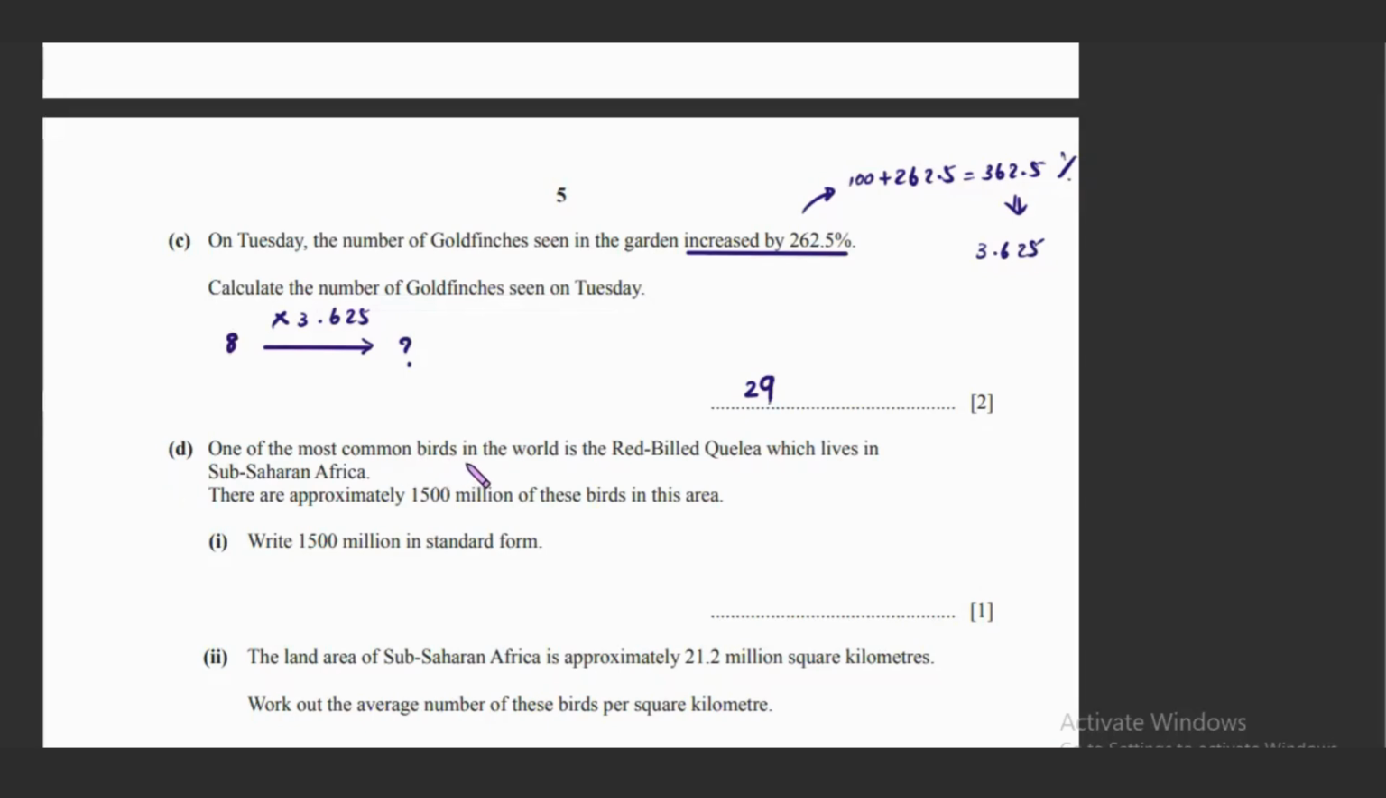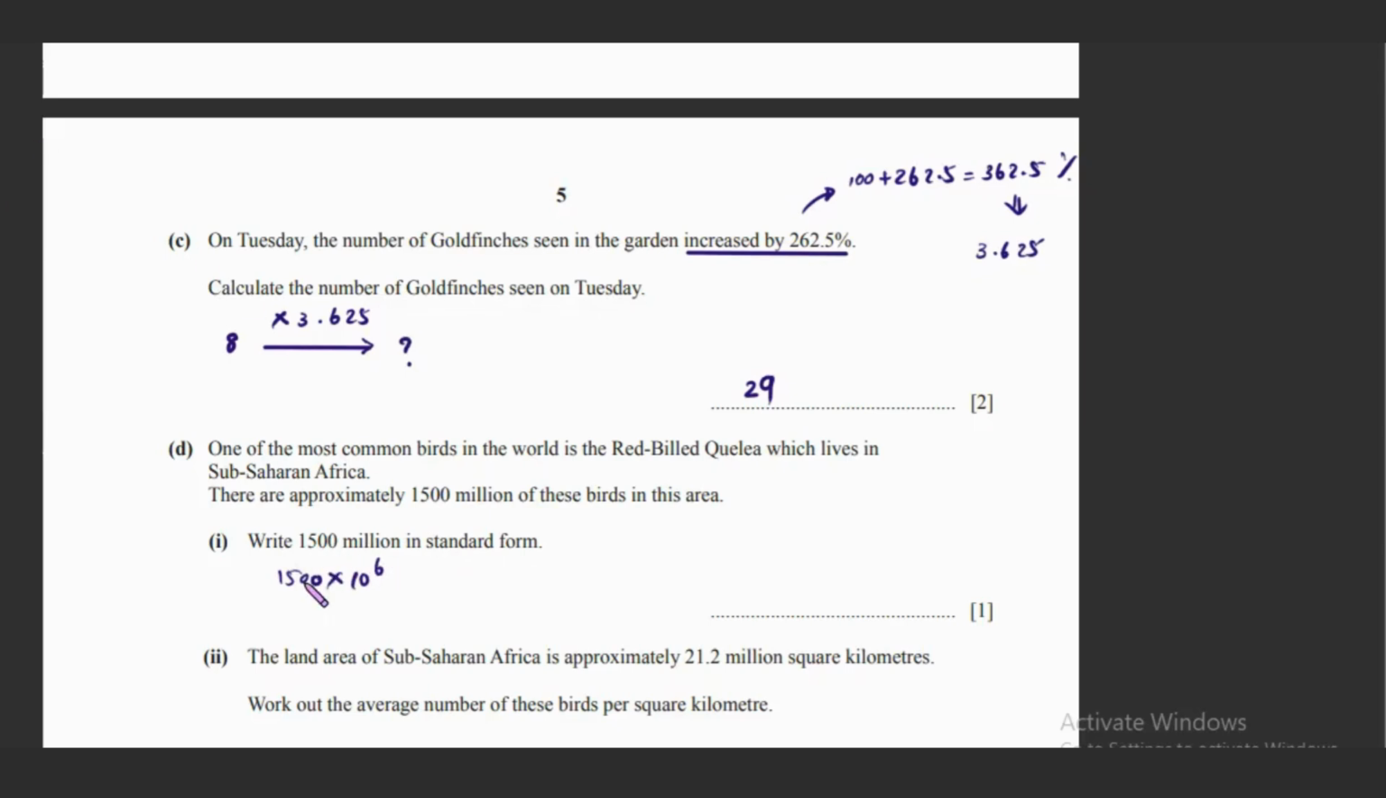One of the most common birds in the world is the red-billed quelea, which lives in sub-Saharan Africa. There are approximately 1,500 million of these birds in this area. Write 1,500 million in standard form. So 1,500 million is 1,500 times 10 to the power 6. This is the meaning. We need to write this in standard form.